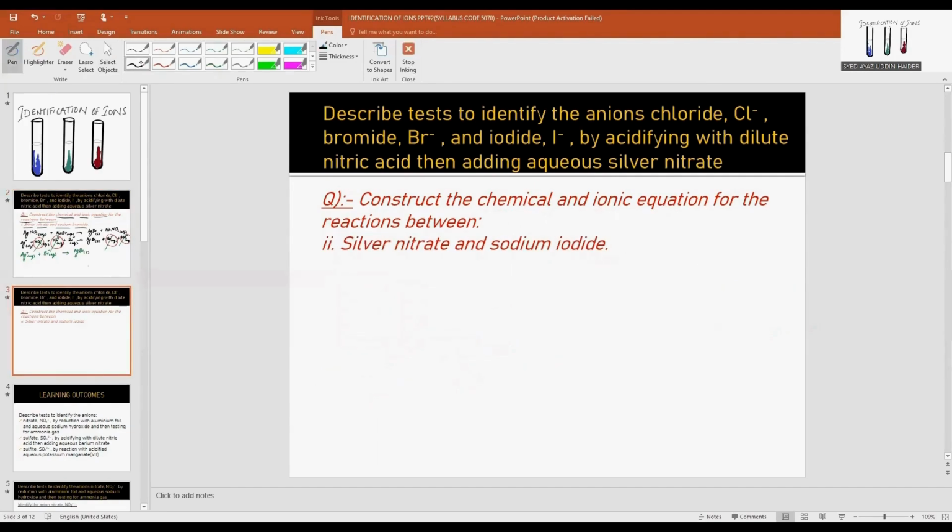Now I will write the chemical equation and then the ionic equation for this reaction. This is a reaction between silver nitrate and sodium iodide. AgNO3 should be aqueous. Sodium iodide, NaI, aqueous. AgI solid plus sodium nitrate.